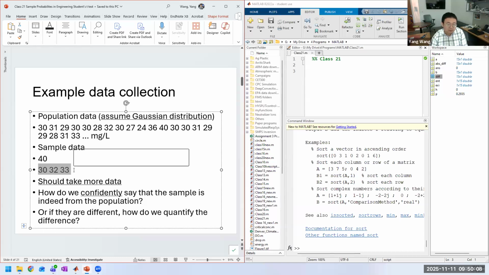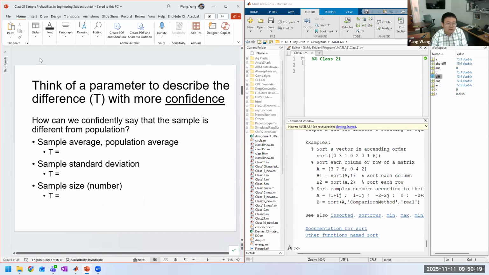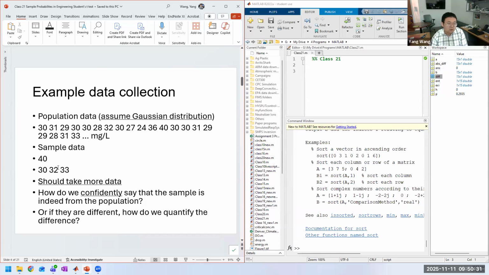How large can the sample mean value be so that we can tell that you're indeed violating the EPA standard? So if you think about how to quantify this difference, the question now is we should think of a parameter to describe the difference between the sample and the population with more confidence. For example, if the sample water quality is indeed different from what the factory is claiming, we would definitely be seeing a mean value that's way above 30, right?